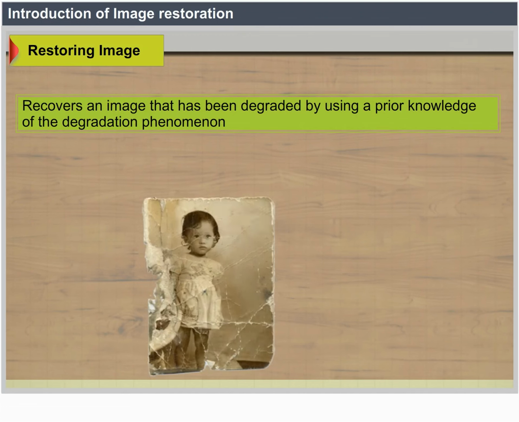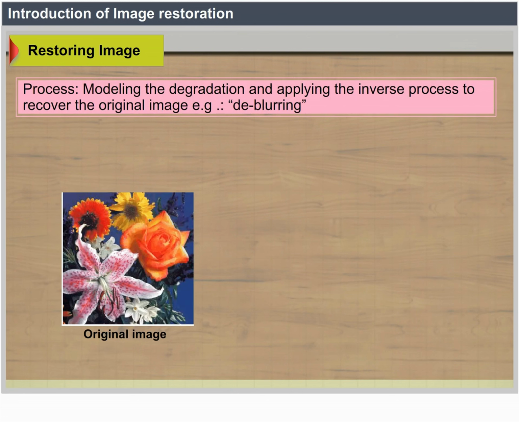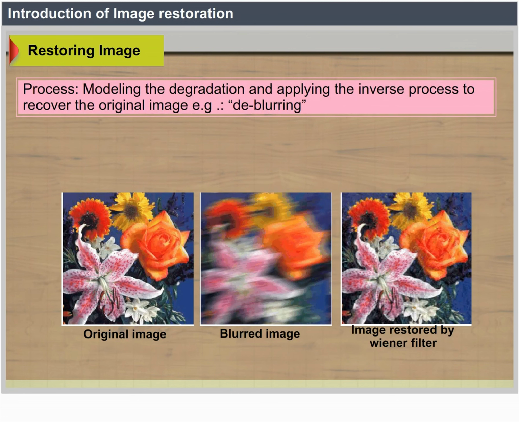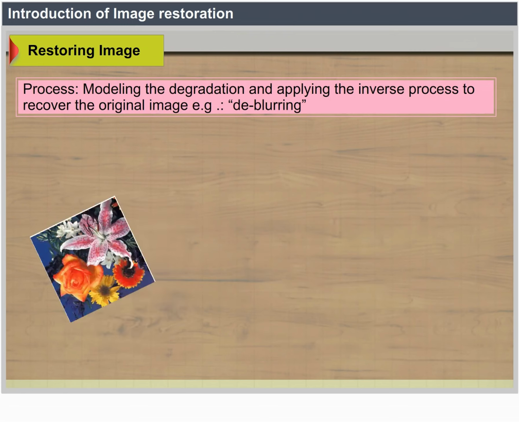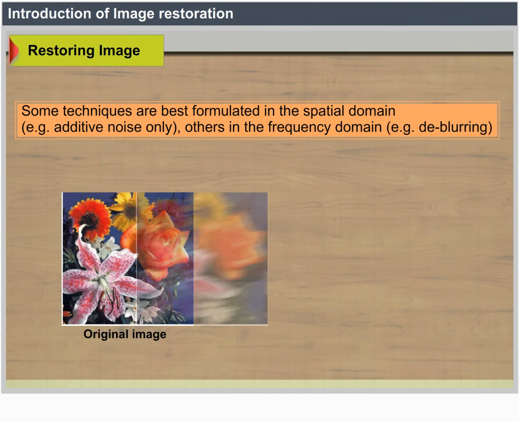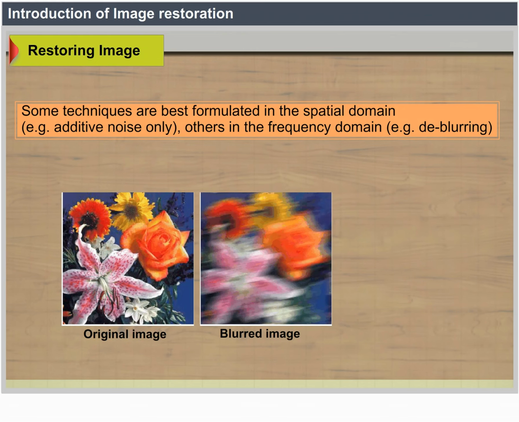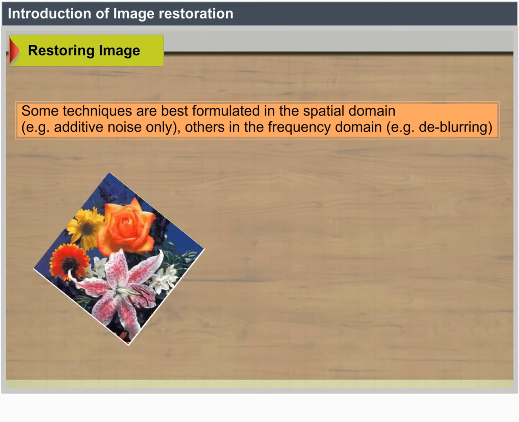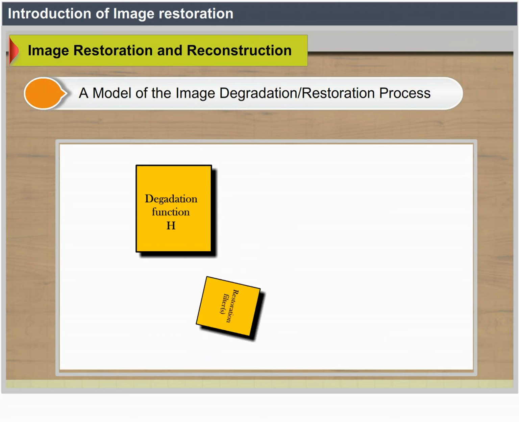Image restoration and reconstruction. A model of the image degradation and restoration process. Noise models, restoration in the presence of noise only, spatial filtering, periodic noise reduction by frequency domain filtering, estimating the degradation function, inverse filtering, minimum mean square error, Wiener filtering, geometric mean filter.